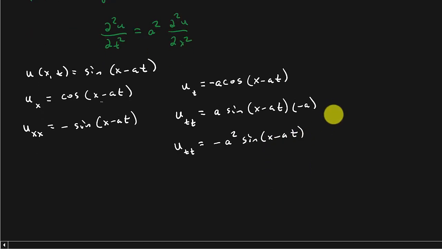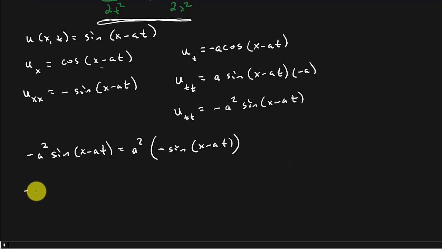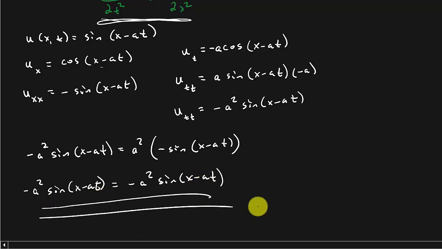All right. And then we want to just take each of these and plug it into the equation. So let's replace this with this. That's negative a squared sine(x minus at) equals a squared times the second partial with respect to x. So that's negative sine(x minus at), and obviously you can see that they're the same. And then a negative and a positive, that's negative a squared sine(x minus at). And there we showed that they're the same.